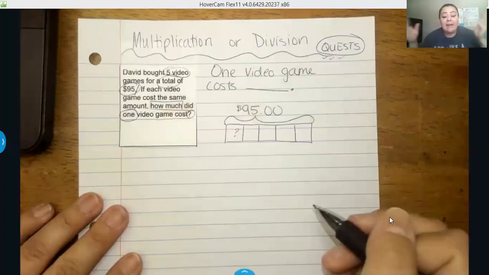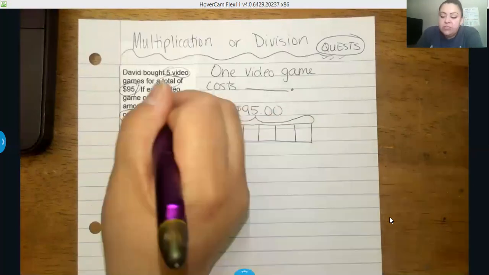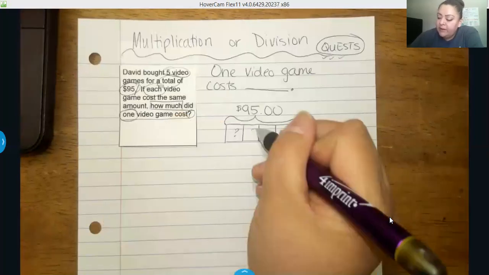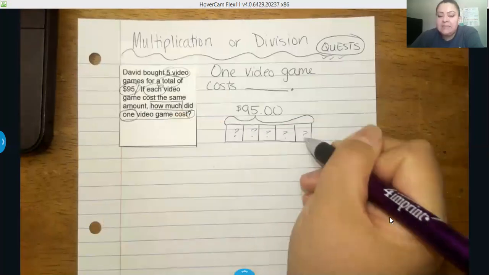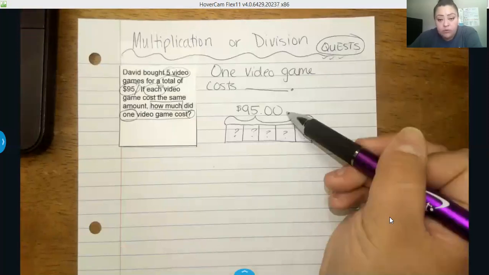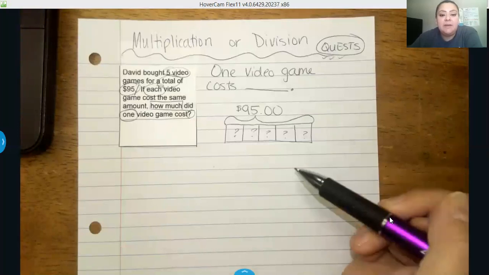So I have a total. I need to break it apart. How much did each? For this question, I'm looking at this to break it apart. They want to know how much just one is. That means I'm going to have to divide, because yes, I have a total, but now I have missing parts. So I've got to divide to be able to find out what the answer is.